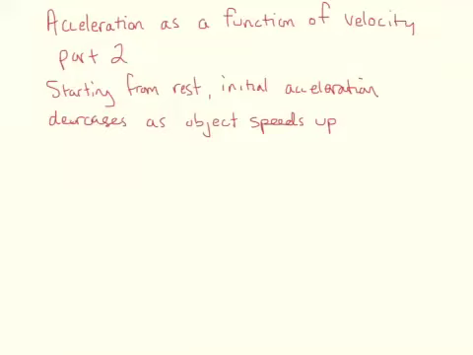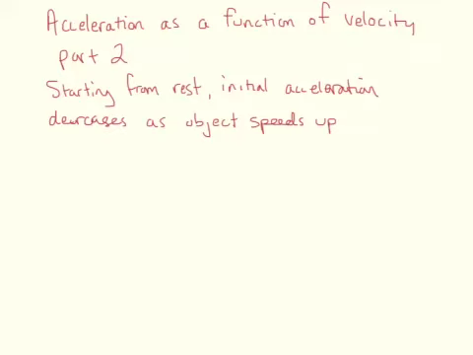Okay, so we've been talking about acceleration as a function of velocity, and before we talked about an object that was at some positive initial velocity, and then it started to slow down, and as it slowed down, the acceleration decreased, so it slowed down less and less over time. Now we're going to talk about an object starting from rest, and it has some initial acceleration, but that acceleration decreases as the object speeds up.